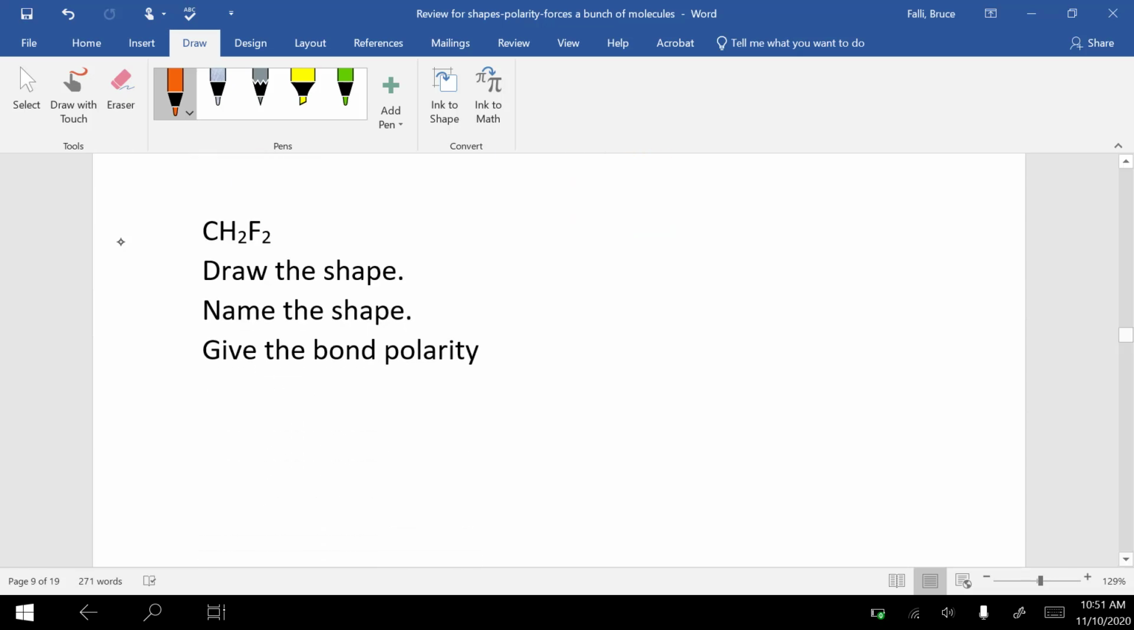CH2F2. Ooh, tricky, tricky, tricky. Remember, carbon's going to go in the middle whenever it can. 1, 2, 3, 4. Adding an H. Adding an H. Bond, bond. Adding an F. Adding an F. Connect the dots.